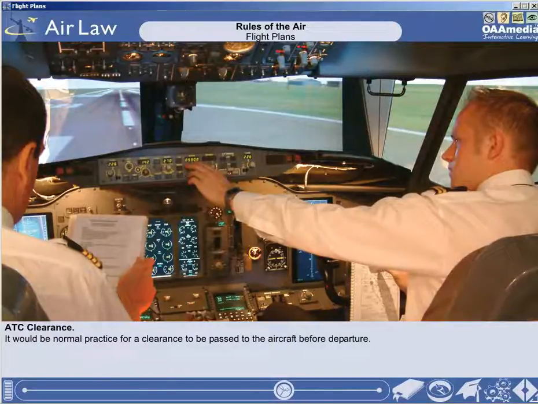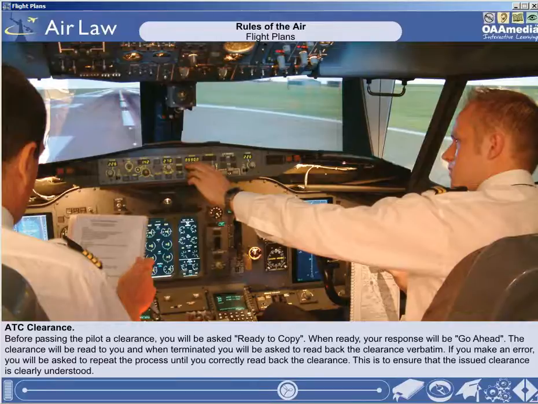It would be normal practice for a clearance to be passed to the aircraft before departure, and at busy aerodromes, a discrete clearance delivery frequency is specifically established for the issue of ATC clearances. Before passing the pilot a clearance, you will be asked, "Ready to copy?" When ready, your response will be, "Go ahead." The clearance will be read to you, and when terminated, you will be asked to read back. You are required to read back the clearance verbatim. If you make an error, you will be asked to repeat the process until you correctly read back the clearance. This ensures that you completely understand the issued clearance.